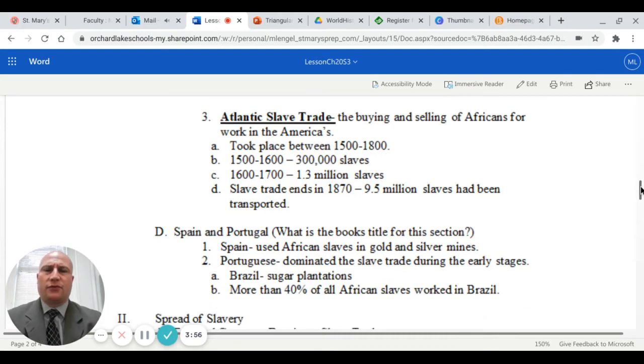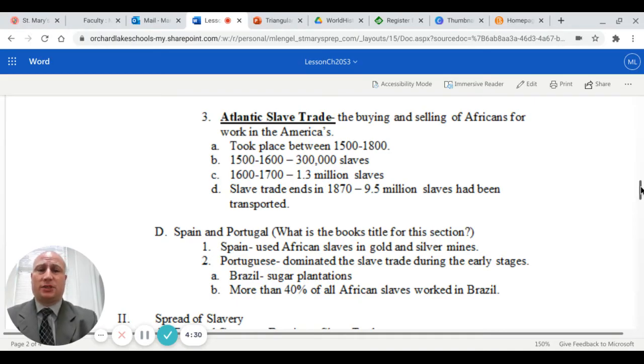Now, the Atlantic slave trade basically was the buying and selling of Africans for the purpose of work in the Americas. It took place generally between 1500 and 1800. From 1500 to 1600, there were about 300,000 slaves transported to the Americas. From 1600 to 1700, that jumps to 1.3 million slaves. The slave trade actually ends around 1870, but by that point in time, 9.5 million slaves had been transported from Africa to the Americas.